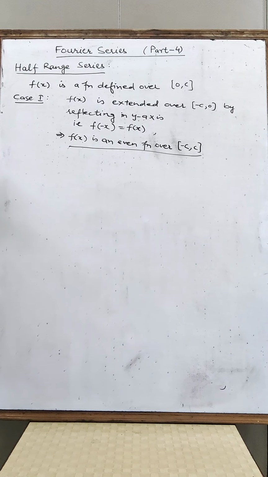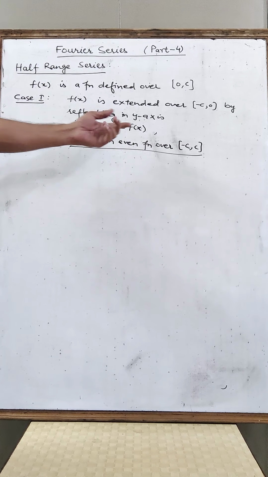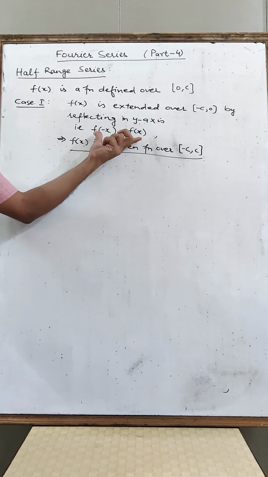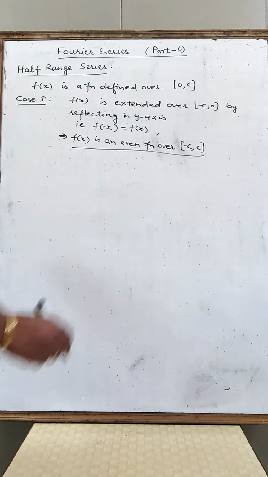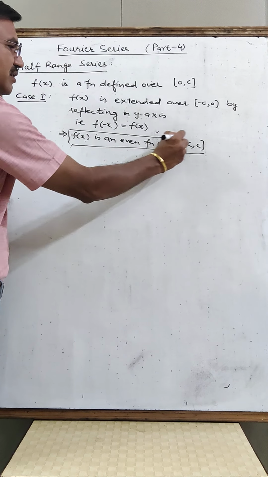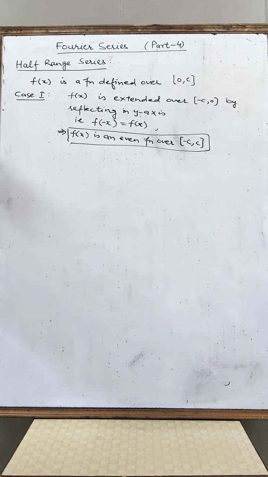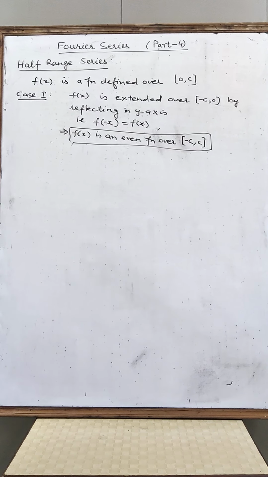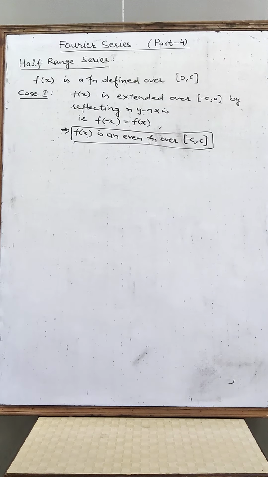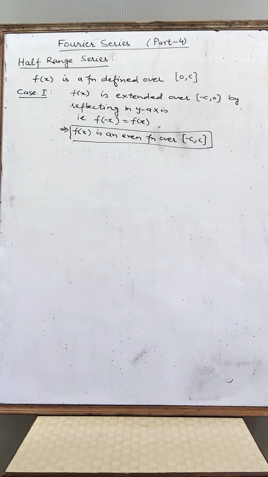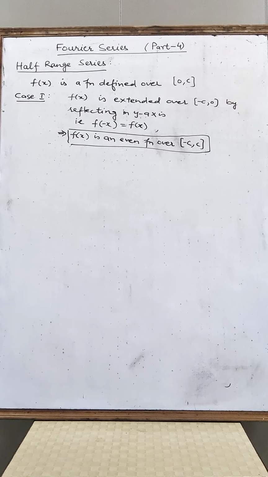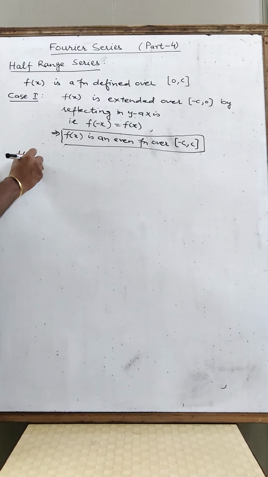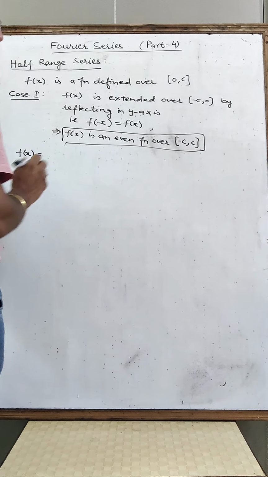Friends, check it out. We have taken the first case, that we have extended our function over the interval minus c to 0 by reflecting in the y-axis, that is f(-x) is equal to f(x). Then our function is an even function. We already discussed how the graph looks in the case of even functions. So now our function is an even function over the interval from minus c to c, and we can write its Fourier series expansion over this interval.